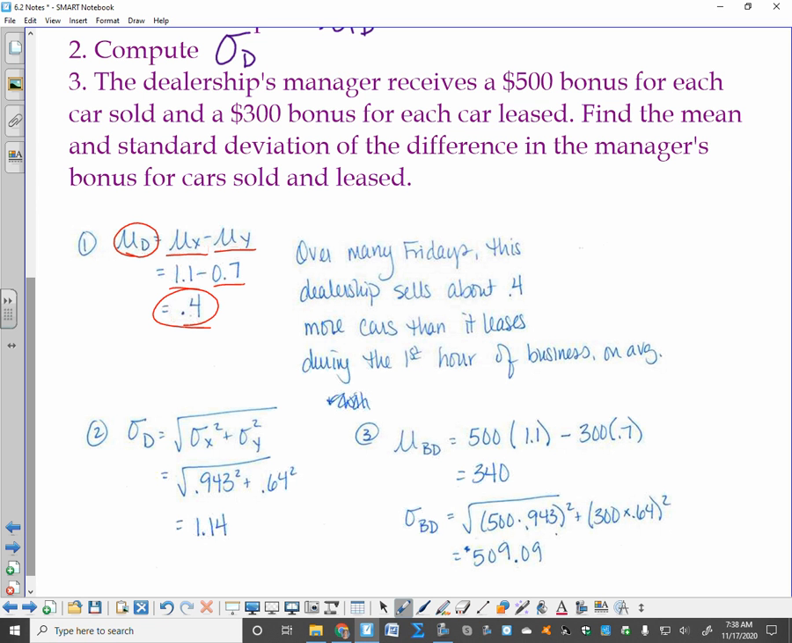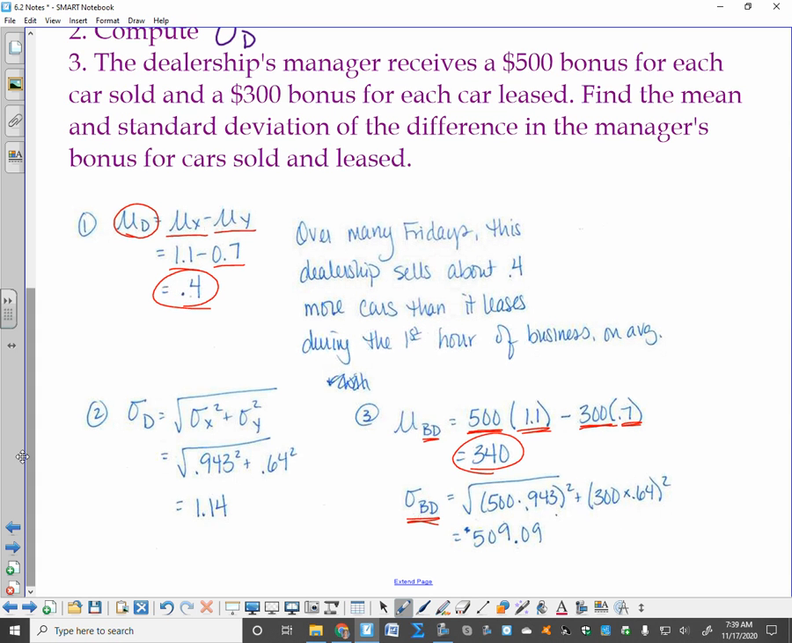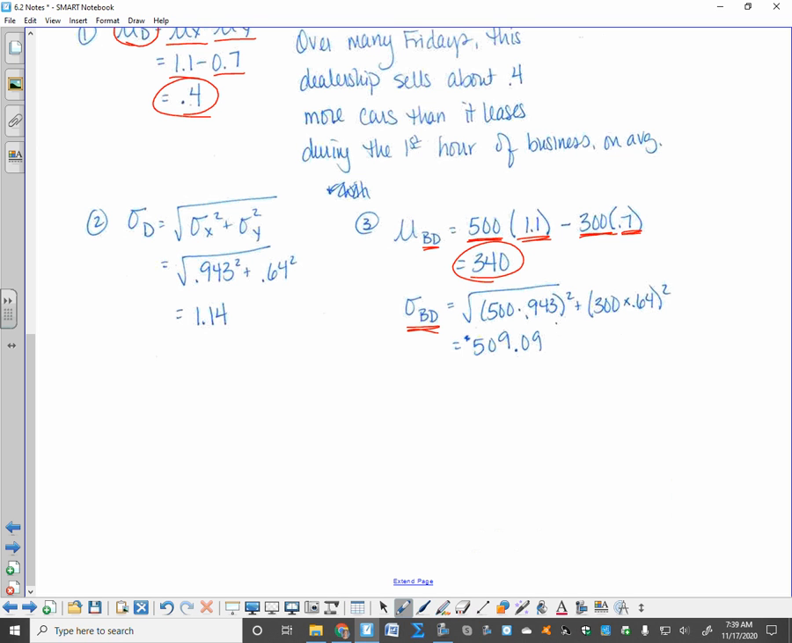Okay, we get a $500 bonus for a car sold, $300 bonus for a car leased. Find the mean and the standard deviation for the difference in the bonuses. So this is mu sub BD, bonus difference. So 500 times the mean for selling cars minus 300 times the mean for leasing cars. And I got $340. And then sigma sub BD, so this is the bonus difference.